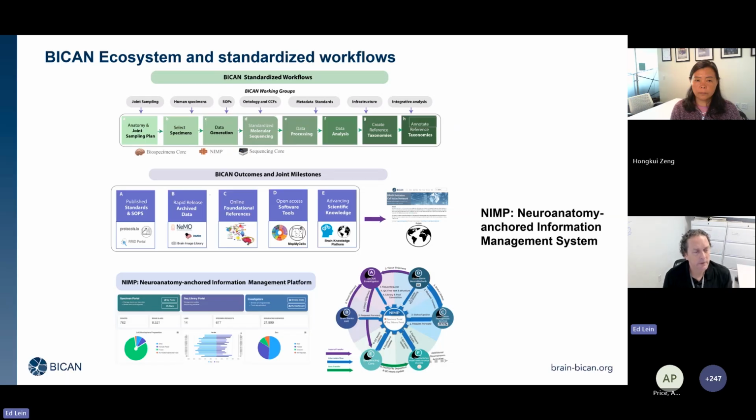As Zeng began to mention, this really involved a lot more than we had done before, with the goal of a set of data products and some nice papers, but to really centralize things and to try to create this community reference. This involved a lot more standardization on everything from tissue access and human brain access in particular, to anatomical sampling, to standards and standardized data pipelines for producing this, for aggregating and documenting all this information through, for example, our neuroanatomy anchored information management system, and released through the knowledge platform and also the data archives.